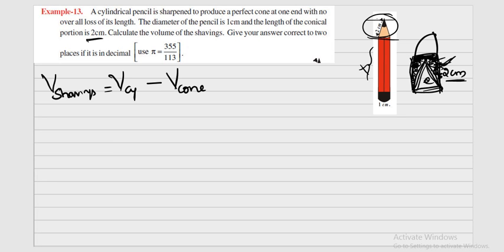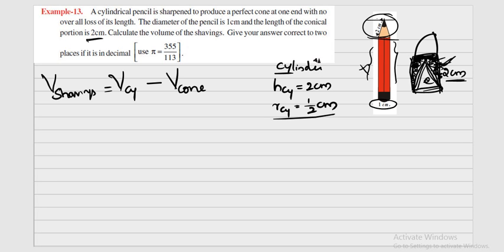Now first of all we take the values for the cylinder. What is the height of the cylinder here? We should not consider the whole pencil height; we need to consider only the portion where we have sharpened. So the height of the cylinder is 2 centimeters, and the diameter of the pencil is given as 1 centimeter, so the radius of the cylinder is 1/2 centimeter. So we got the details about the cylinder.